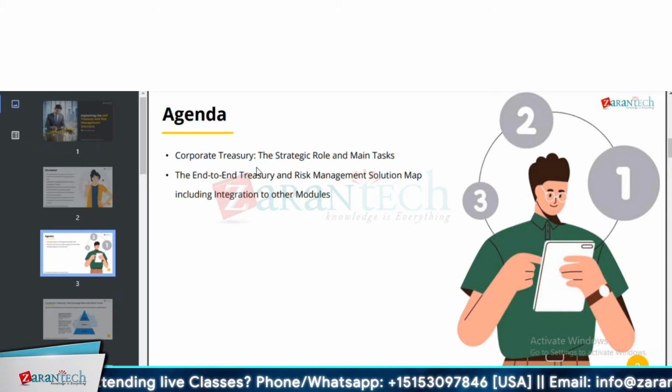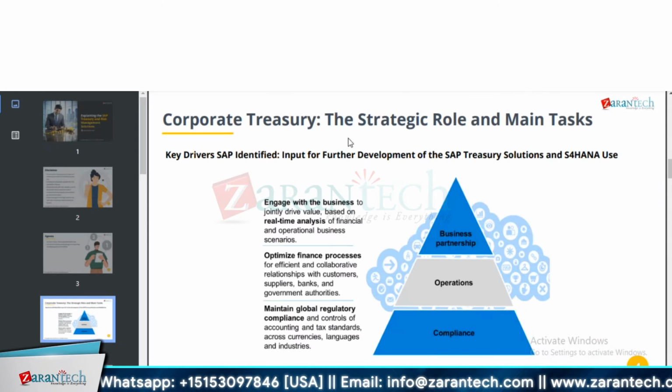Now, we will be covering corporate treasury, the strategic role and main tasks, and then we will be seeing the end-to-end treasury and risk management solution map. Coming to the corporate treasury strategic role and main tasks.